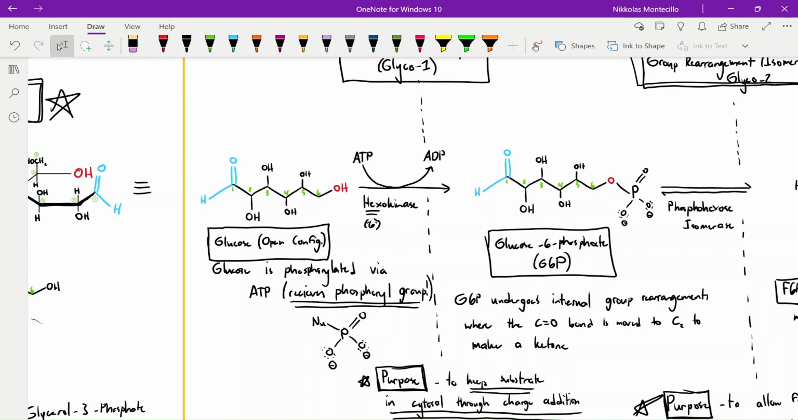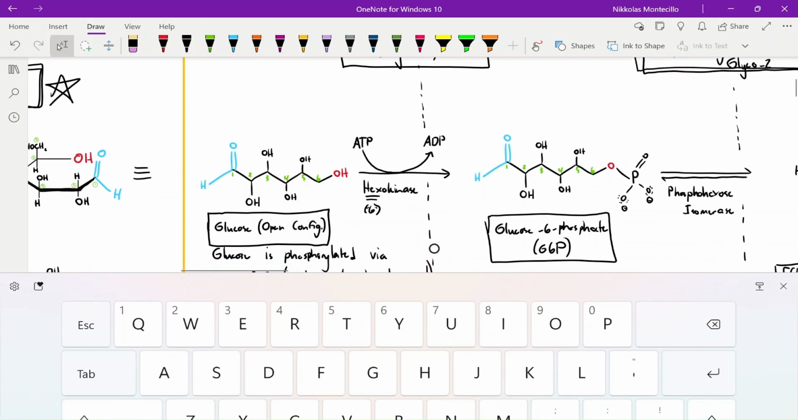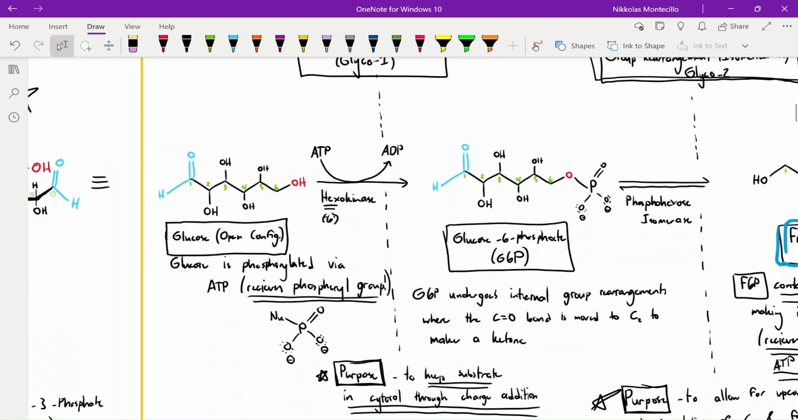Now, the primary purpose of glucose being phosphorylated is to keep the substrate in the cytosol through charge addition. So we don't want glucose leaking out of the cell. We want to prevent glucose from leaving the plasma membrane, right? Because the plasma membrane is commonly permeable to nonpolar substances, and given that glucose appears from this diagram to be an uncharged and likely nonpolar molecule, although I don't believe that it's completely nonpolar, its chances in its current form as just a glucose molecule of leaving the membrane would increase, right?